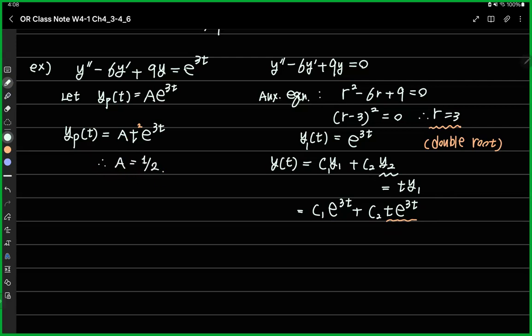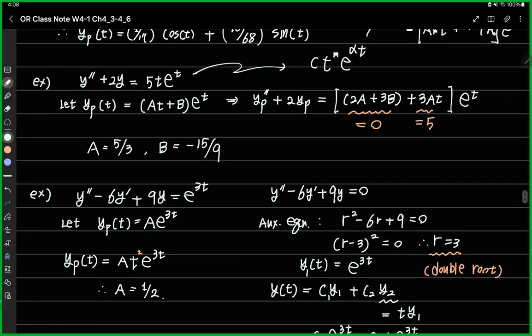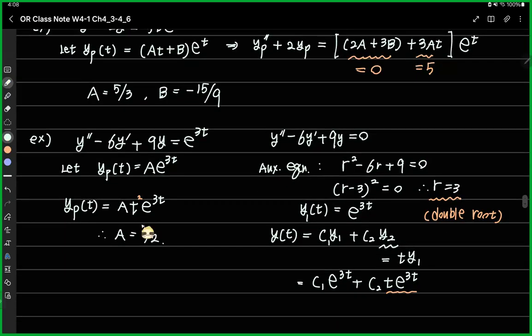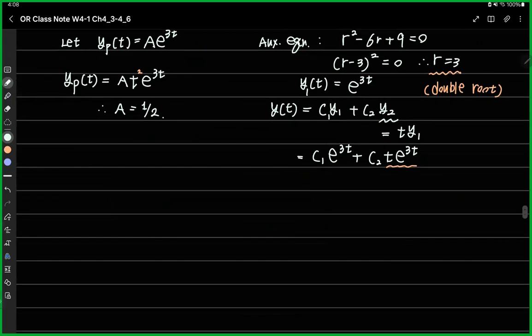So when we generalize this idea, in this example we generalized the idea, but we need to consider this case too. So finally, let me describe the method of undetermined coefficients.